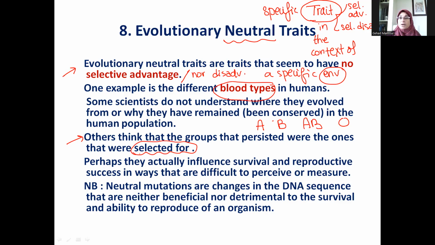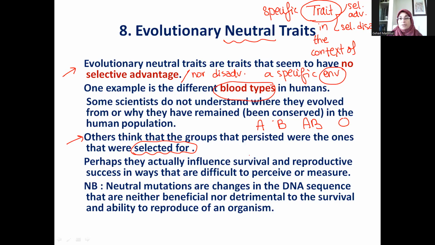And those scientists have another hypothesis that there were more alleles than the ones we know. We know the allele A, we know the allele B, and we know the allele O. But they hypothesize that there were more alleles, but unfortunately, the individuals with those genotypes did not survive, and only those that persisted were selected for. And this contrasts the first hypothesis that says that they are evolutionary neutral traits.